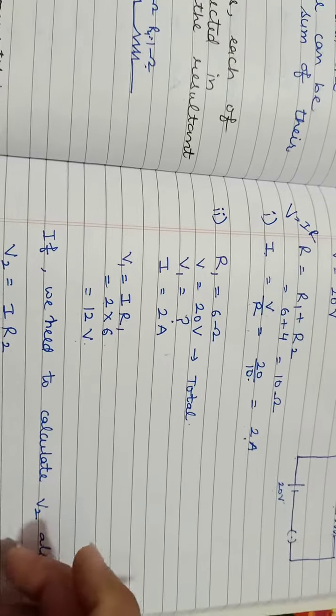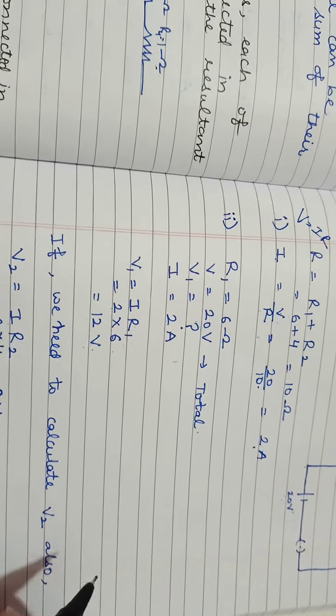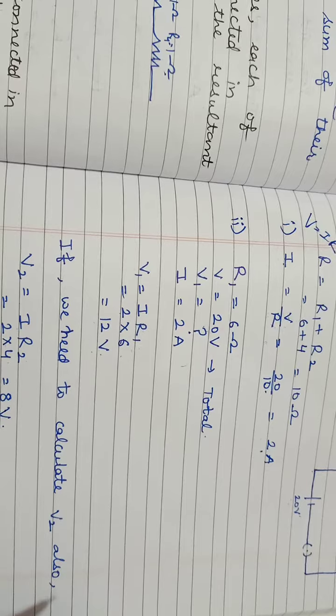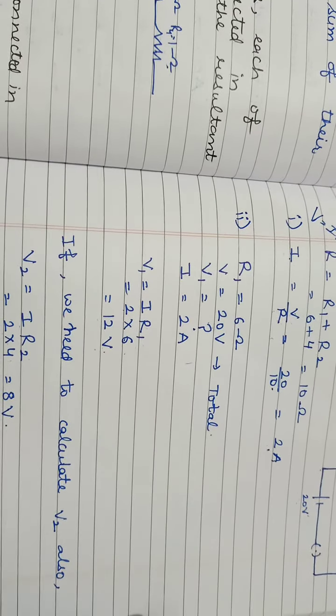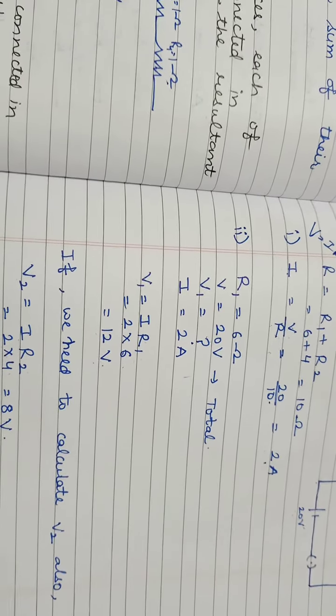So this is all about the series combination. That means the resistances are connected in the series combination. In the next video, we will discuss the parallel combination.